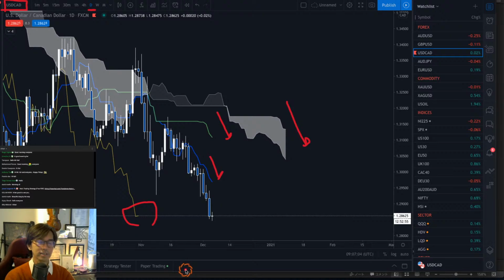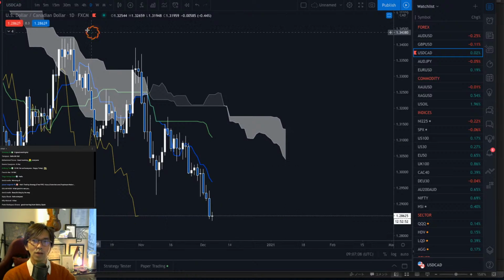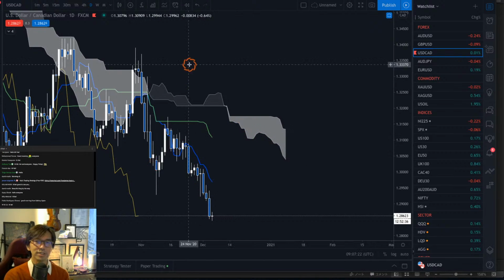So here's the daily chart, and I will look at the 4-hour chart also and compare which one of these time frames has a more decent downtrend. So yeah, please remember this daily chart, the Kumo, Kijun Sen, Tenkan Sen, and Chikou Span formations, and let's move on to the 4-hour chart.